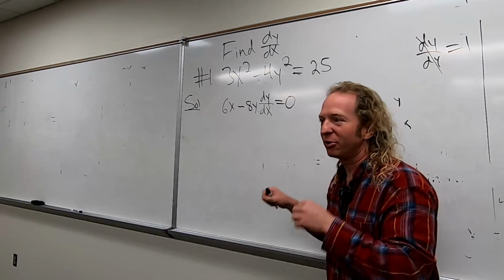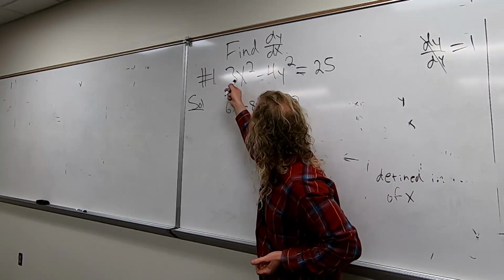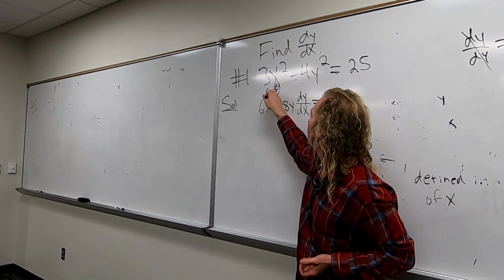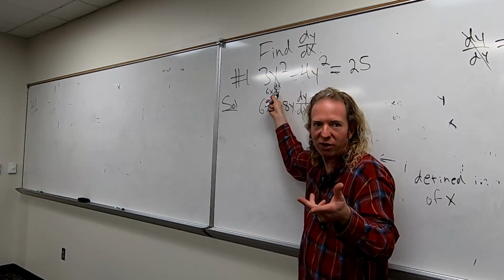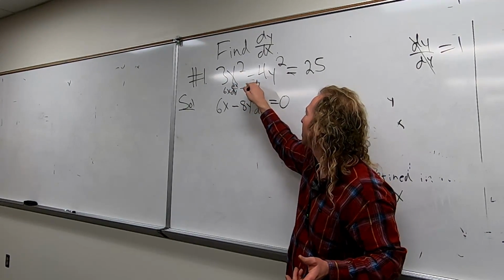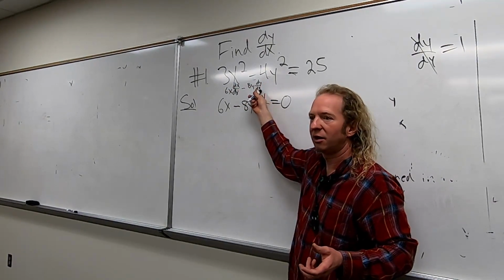Let me explain it again. So it's the chain rule. So here, overcomplicating it would be 6x dx/dx, right? The derivative of x with respect to x, which is 1. Here it'd be minus 8y times, and then chain rule, dy/dx, the derivative of y with respect to x.